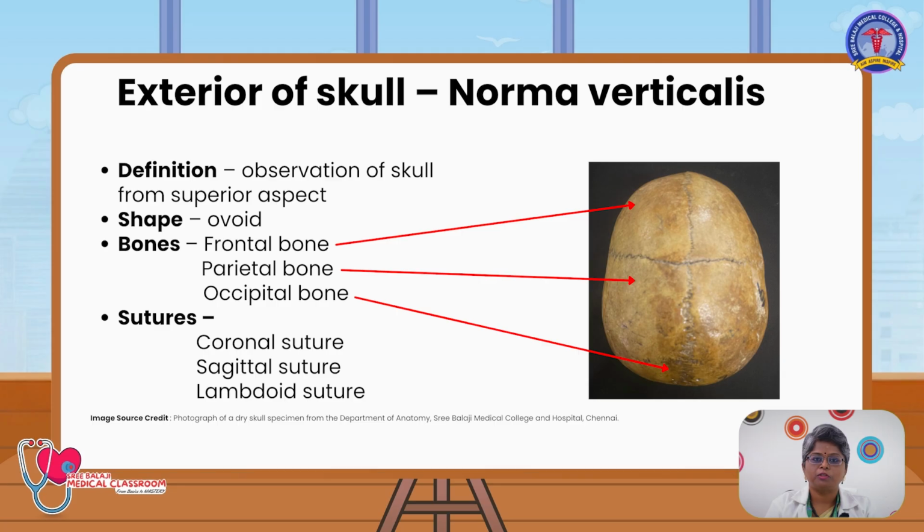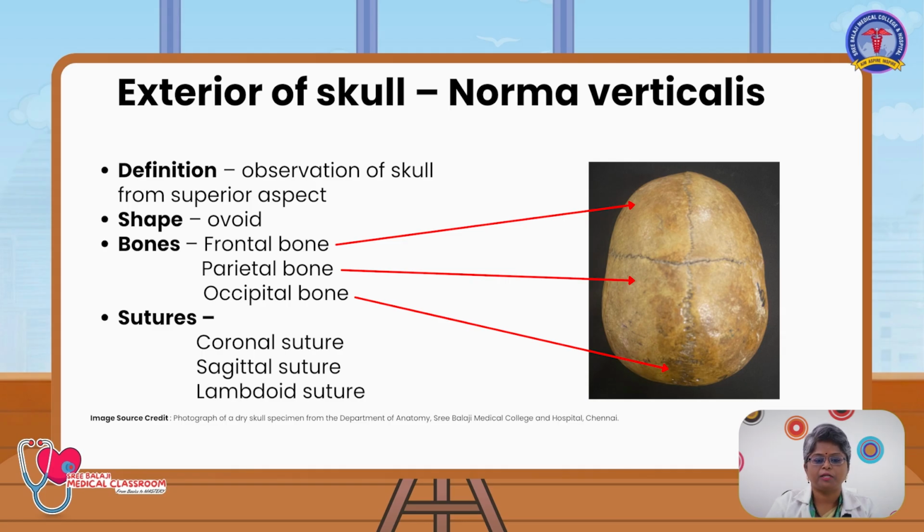Now let us move on to the exterior of the skull. The first view is the norma verticalis. What is norma verticalis? It is the observation of the skull from the superior aspect. This is called the norma verticalis. The shape of this view is ovoid and relatively wider posteriorly.